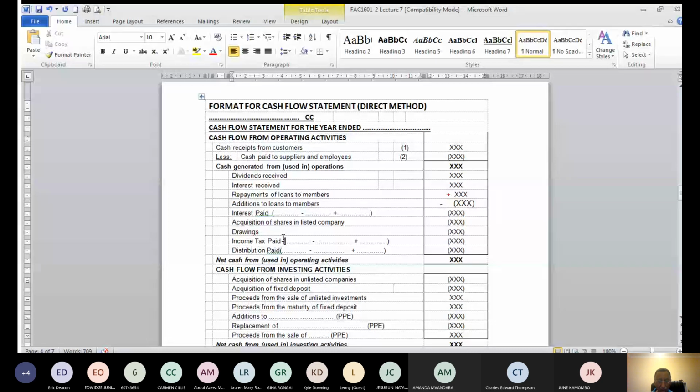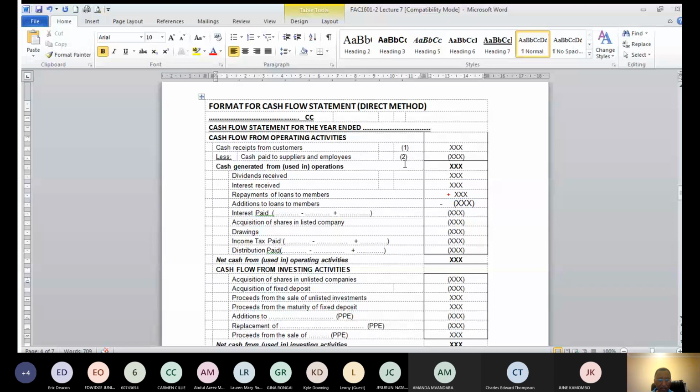So for the income tax, you will take the amount of income tax that you are supposed to pay in your statement of profit and loss and other comprehensive income, minus the tax due at the end of the year, plus the tax due at the beginning of the year. Exactly like we have calculated last week with the indirect method, that is how you will calculate your income tax paid and your distribution paid. And then the answer that you will get there is then called the net cash from or used in operating activities.